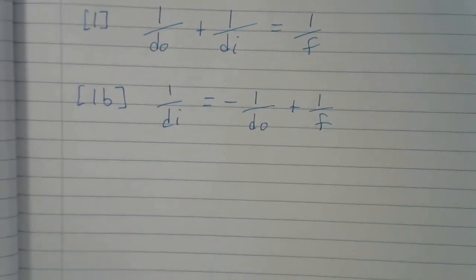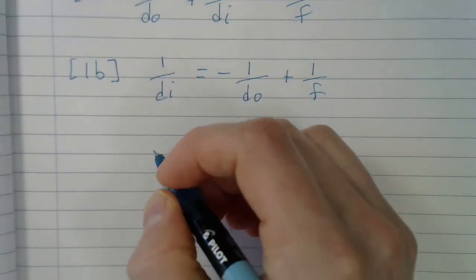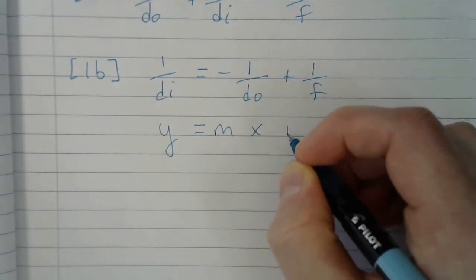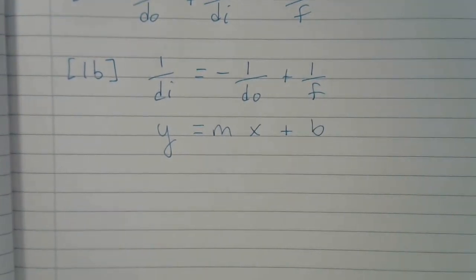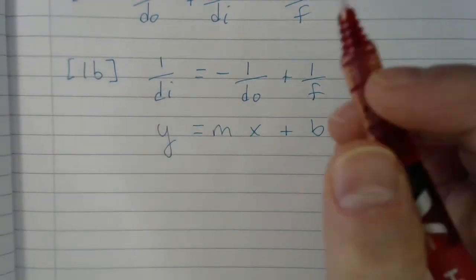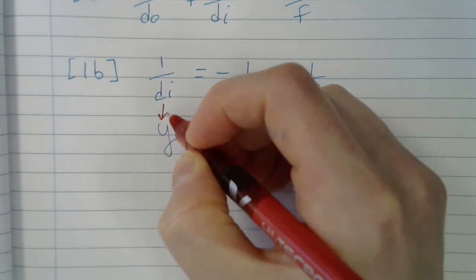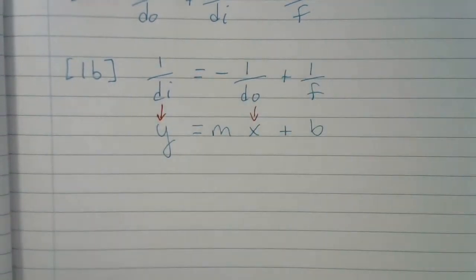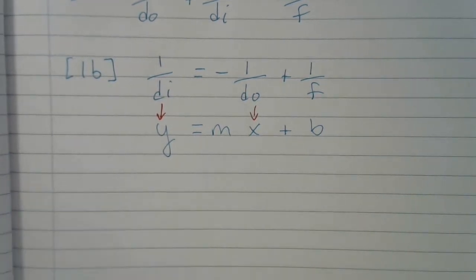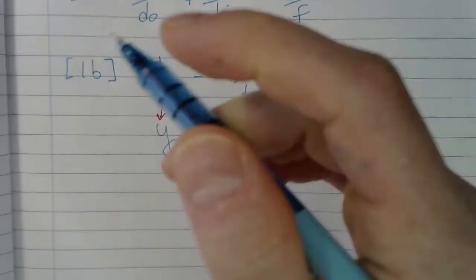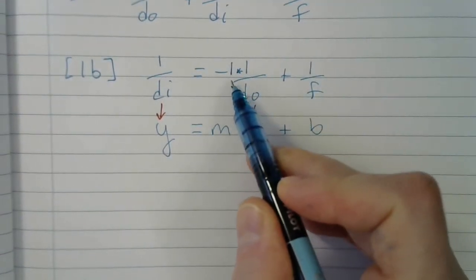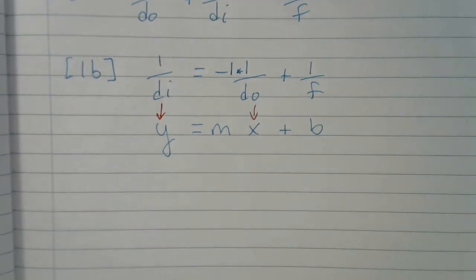And if we then line this up with the equation of a line, so if we write y is equal to mx plus b, then we can see that our y variable should be 1 over di, and our x variable should be 1 over dO if we want to get a straight line graph. And I'm just going to write in a 1 here. So this is technically -1 times 1 over dO.